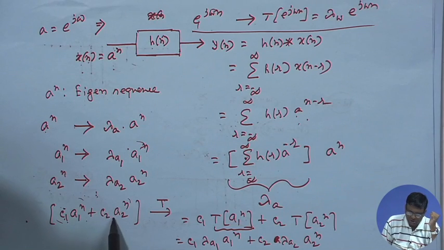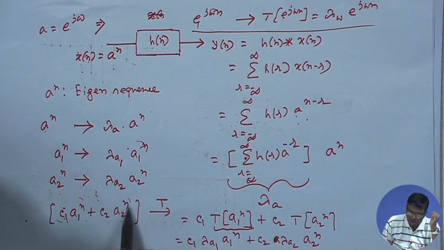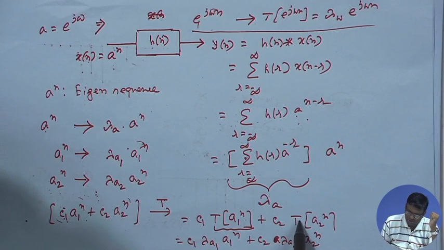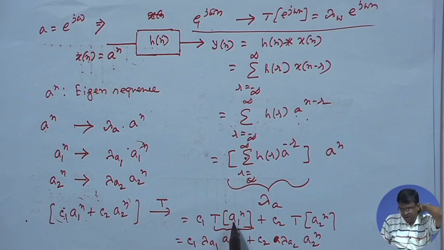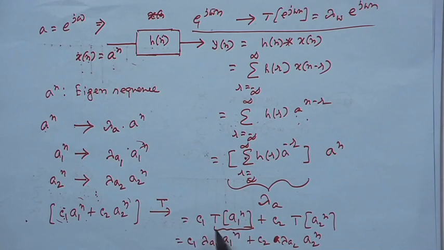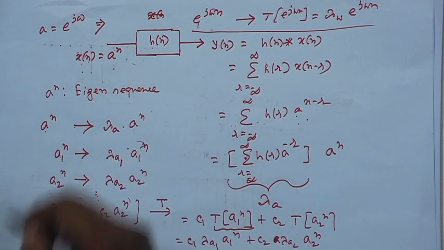So, c 2 is a constant. Because of linearity, c 2 will be pushed out. It is the same as T working on a 2 to the power n first, then multiplied by c 2, and these two are added. But I know what T working on a 1 to the power n gives. If a 1 to the power n is input, what is the output? For T of a 1 to the power n, I do not have to carry out any convolution.